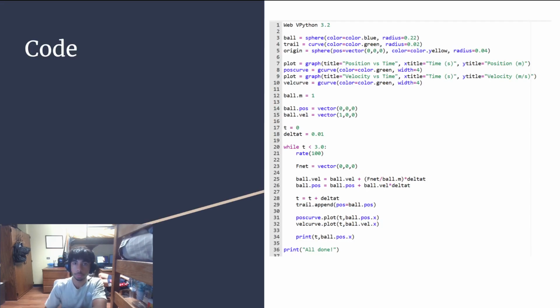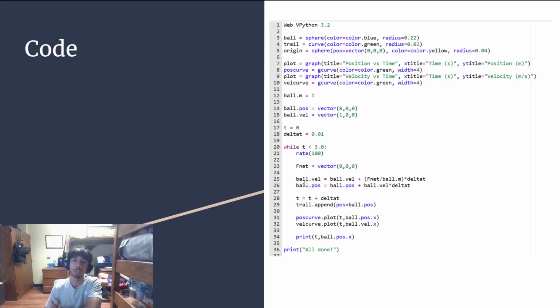Now for the code. Up here, we initialize the ball, the trail, and the origin. The ball is the cart and its position. And then we initialize the plots for both the position versus time and velocity versus time, though we'll only be looking at the position versus time in this experiment. This initializes the ball's mass. This initializes the ball's initial position, initial velocity, the initial time, and the time intervals that we want to record data at. And down here, we're basically updating it as long as the time is under 3 seconds.